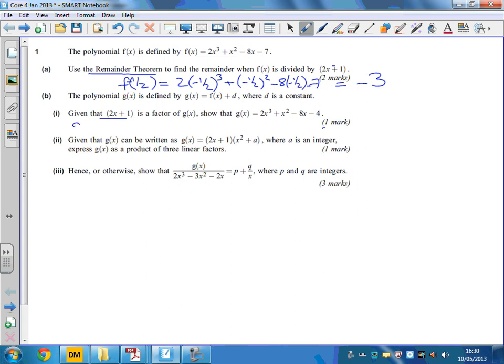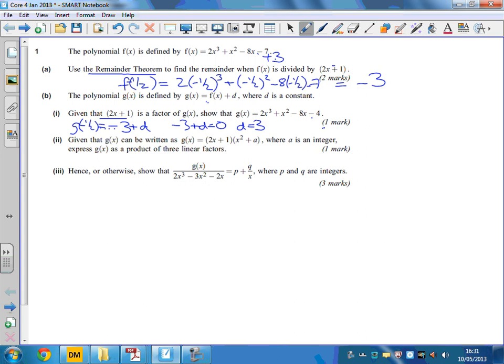So I know what some people did is they did g of minus a half and worked it all out. But g of minus a half, you can actually see, is going to be all of this that we had before, minus 3 plus d. And because it's a factor, minus 3 plus d is equal to 0. So the d must be an extra 3, mustn't it? So if we're going to add 3 to this, minus 7 add 3 makes the minus 4 that we're expecting.